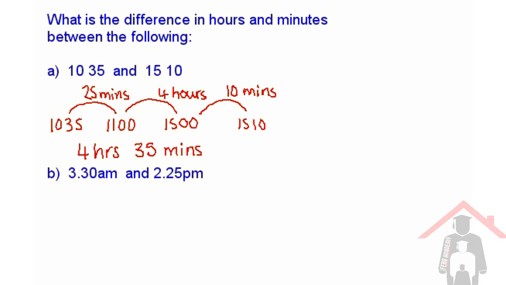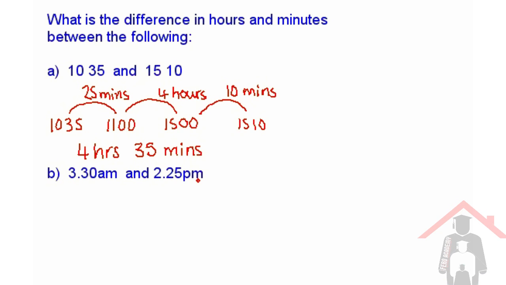I'm going to ask you to do the second question. Remember, this is AM, which means the morning, and this is PM, which means the afternoon. Press pause and have a go at it. When you're ready for the answers, press play.